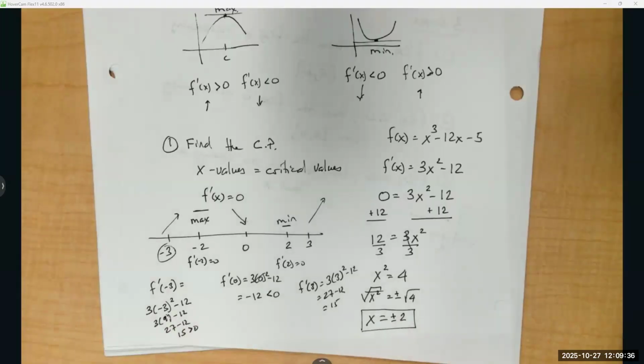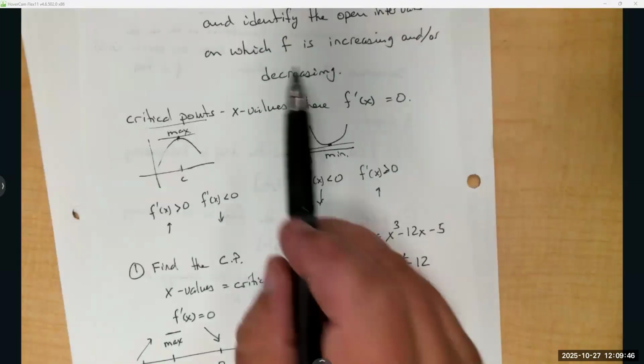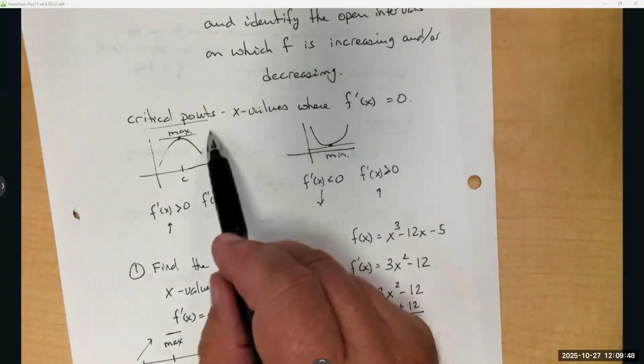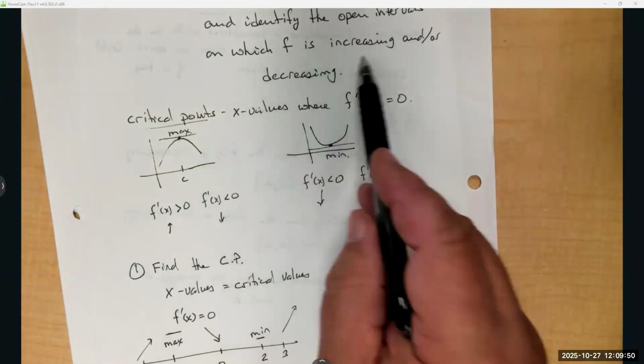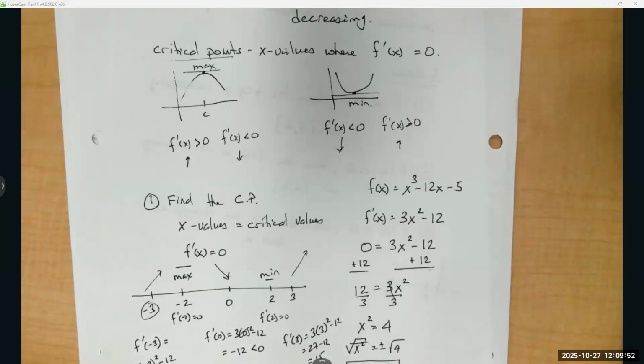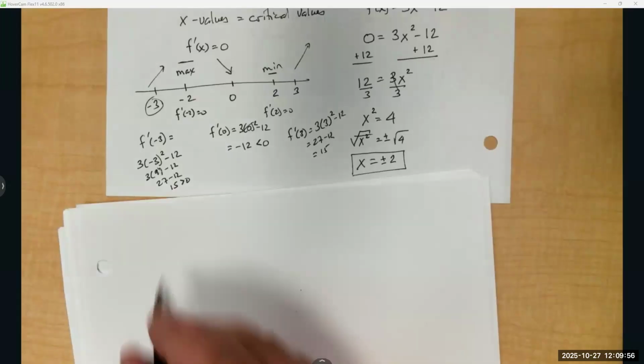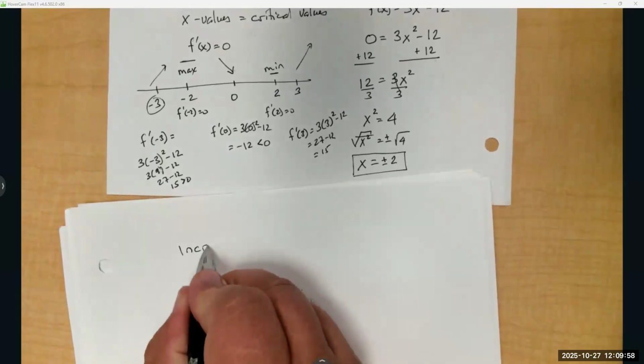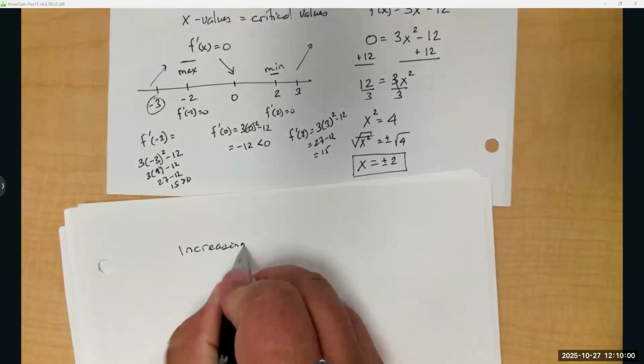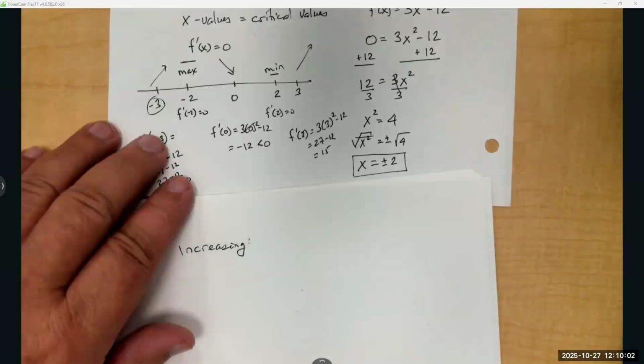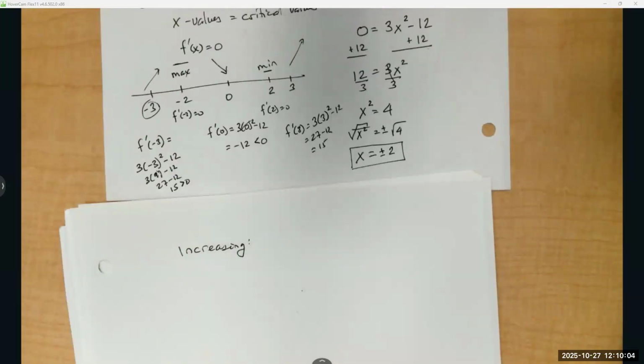But that's not what the question asked. That just helped us draw the graph of the function. It wanted us to tell where the intervals are. Identify the open intervals where a function is increasing, decreasing. So increasing. Where is it increasing?